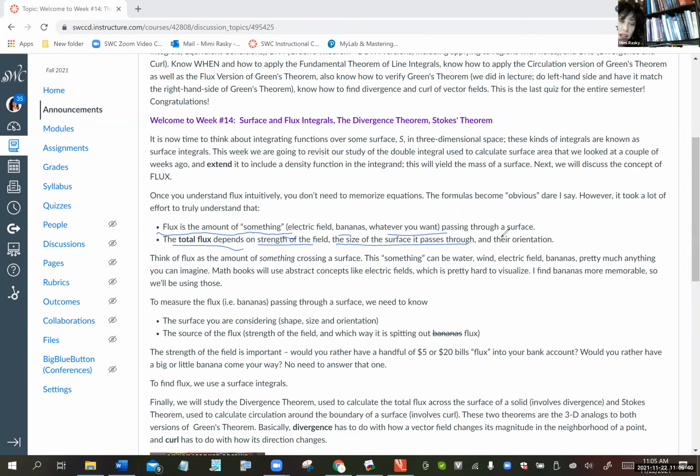So you just want to think of flux as the amount of something crossing a surface, where the something can be water, wind, electric field, bananas, pretty much anything you can imagine. Math books will use the abstract concepts like electric fields, but that's kind of hard to visualize. So I think bananas are more fun. Anytime you're doing a flux integral, just think bananas and you'll be good: the amount of bananas passing through the surface. It's much more fun to think about bananas than electric fields.